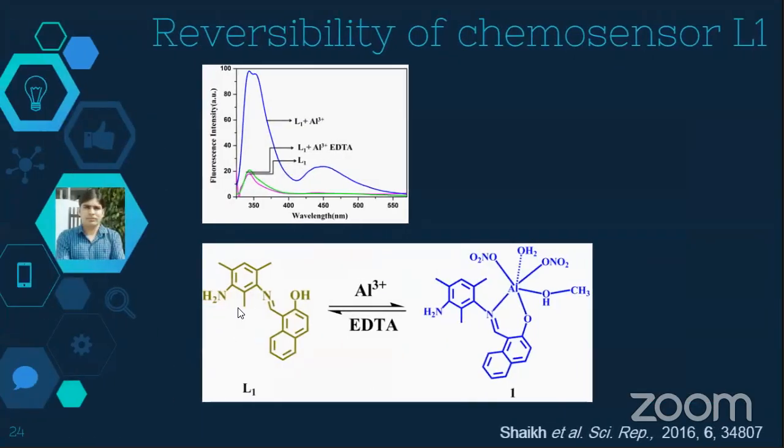So this is your L1. When I say L1, it is my probe ligand only, and when I say 1, it is after adding aluminum, when this ligand binds to aluminum, so it becomes 1. Both are highly fluorescent in nature. In fact, 1 is more fluorescent compared to L1, because after we add aluminum, your fluorescence sensor is enhancing up to 8-fold, so highly fluorescent in nature.